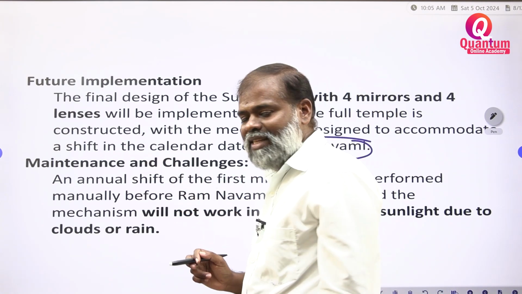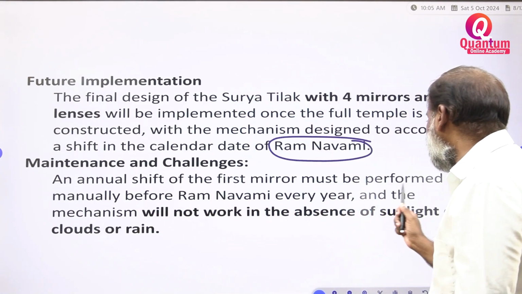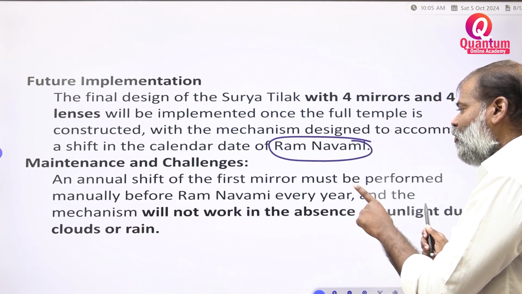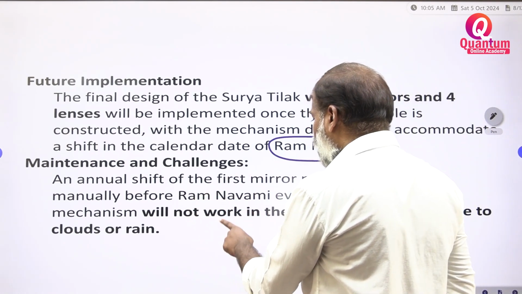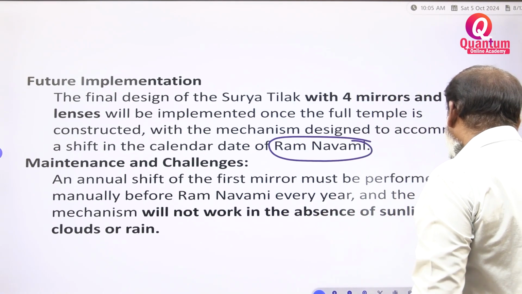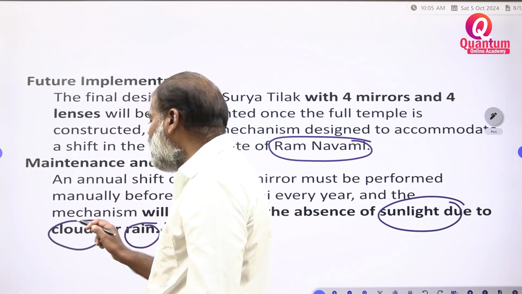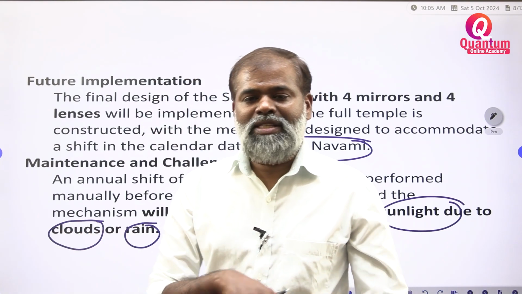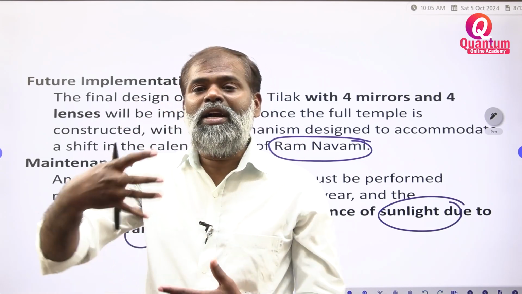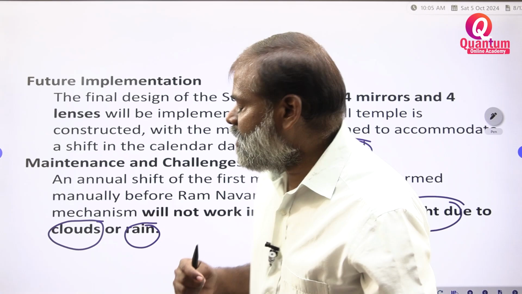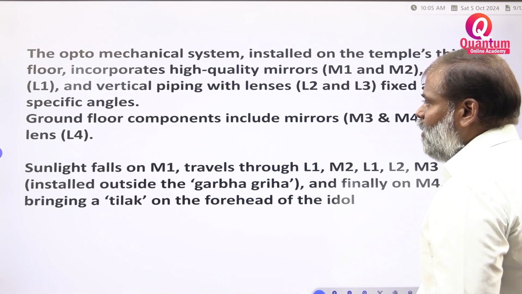Maintenance and challenges. There are challenges. An annual shift of the first mirror must be performed manually before Sri Rama Navami every year, and the mechanism will not work in the absence of sunlight. So due to rain and cloud at the time of Sri Rama Navami, if there is any rain or cloud, there is no possibility of sending the light onto the Surya Tilak, on the Sri Rama temple, right?